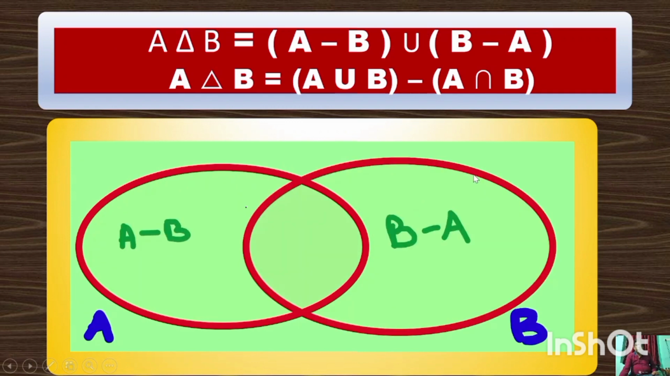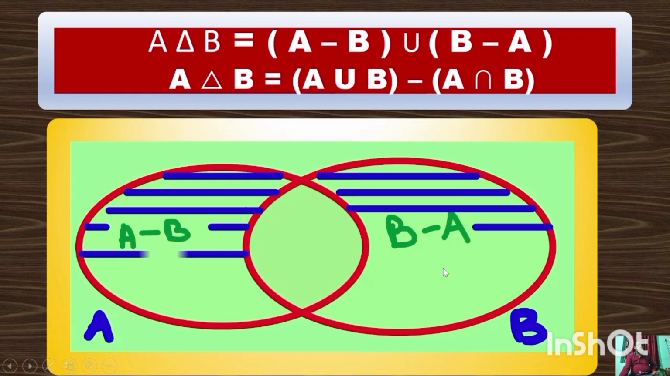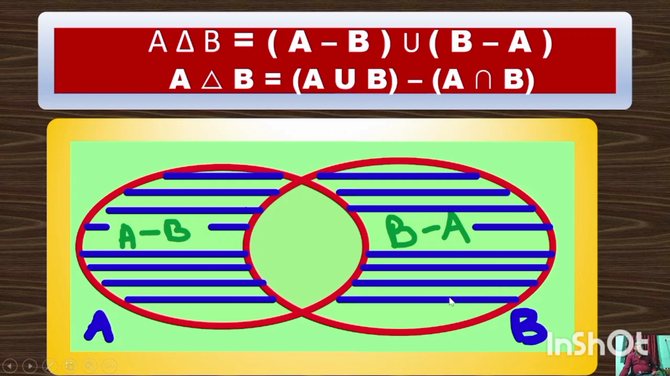Right. A difference B and B difference A, those are the elements present in A difference B and B difference A. So I am going to explain vividly for your understanding of the concept of set theory, which is a very easy chapter for you. Without any hesitation you can practice it, right? Understand?